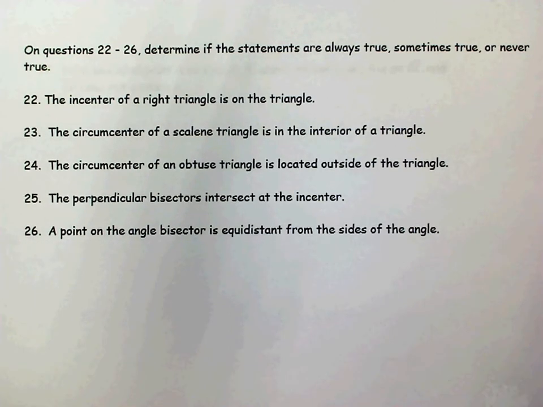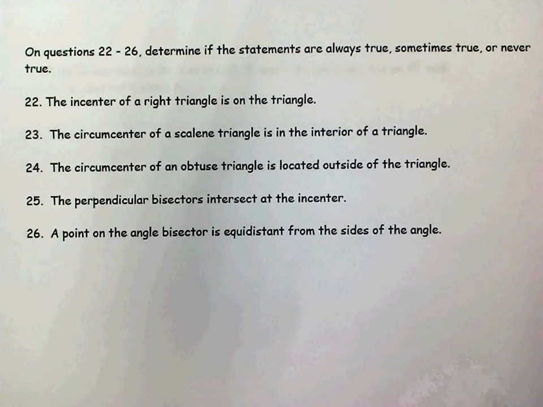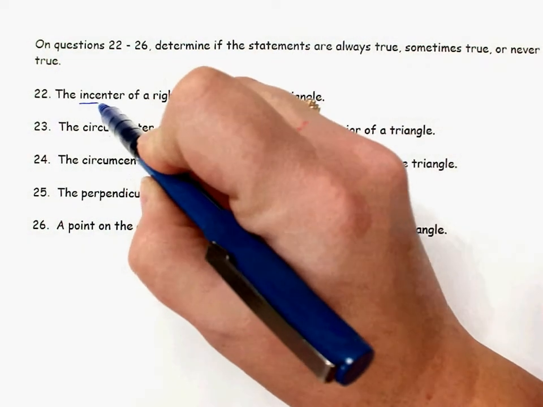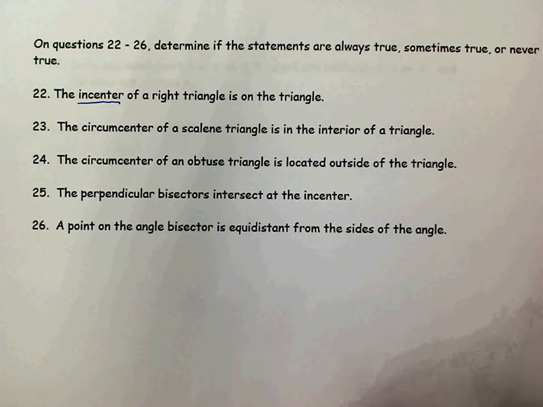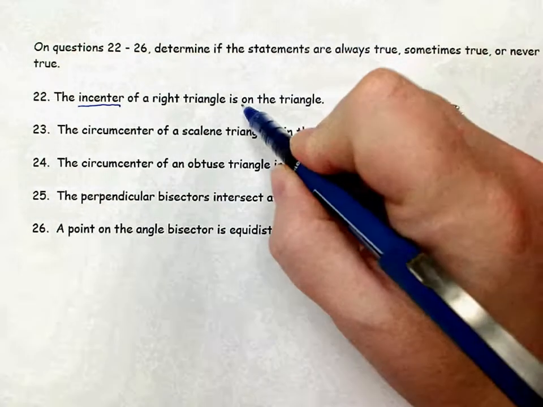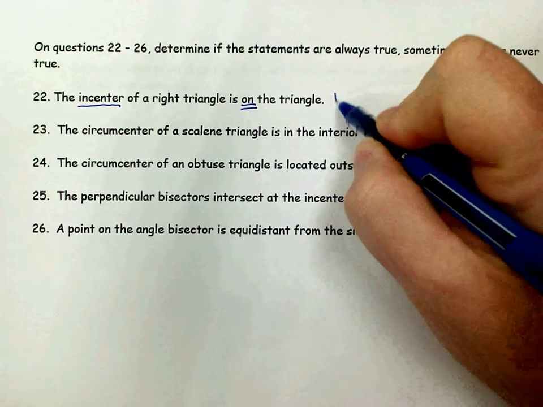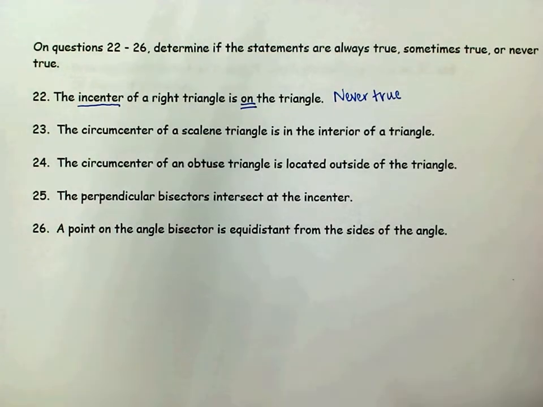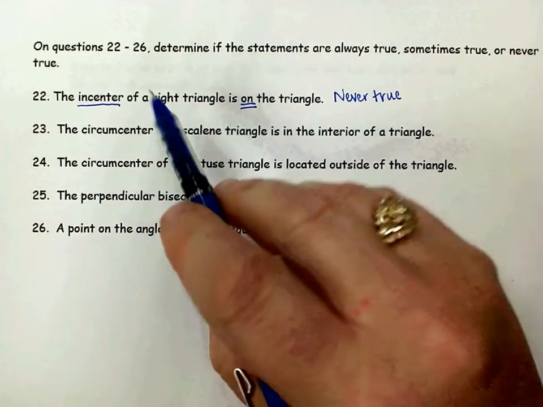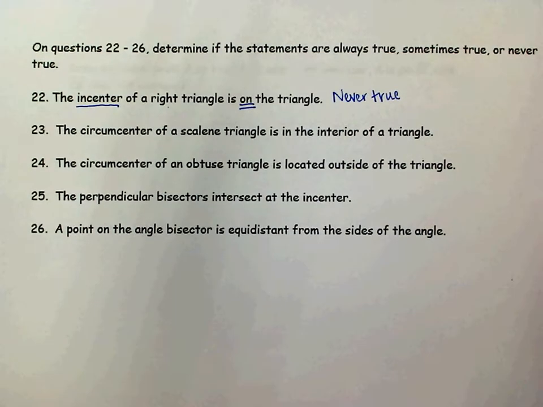Let's look. Number 22, the incenter of a right triangle is on the triangle. Remember, the incenter is where the angle bisectors intersect, and angle bisectors are always inside triangles, so where they intersect is always going to be inside. Since this says on the triangle, that's going to be never true, because an incenter is always inside the triangle. It doesn't matter what type of triangle it is, it's always inside.